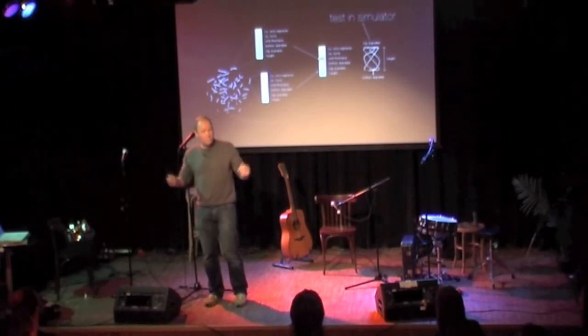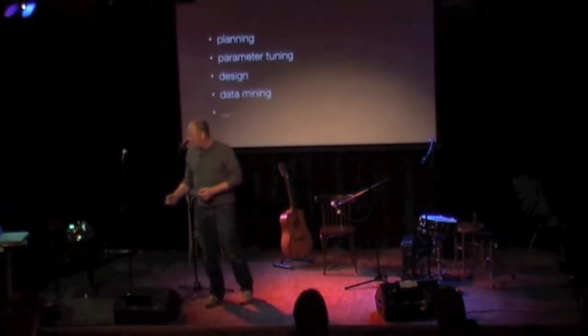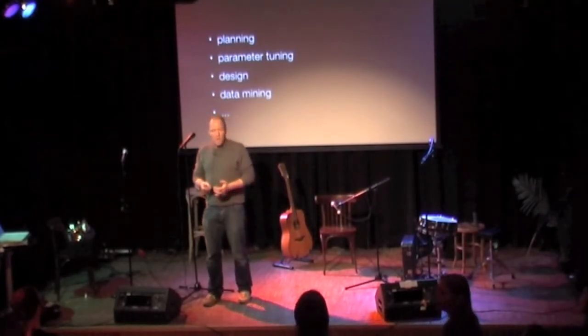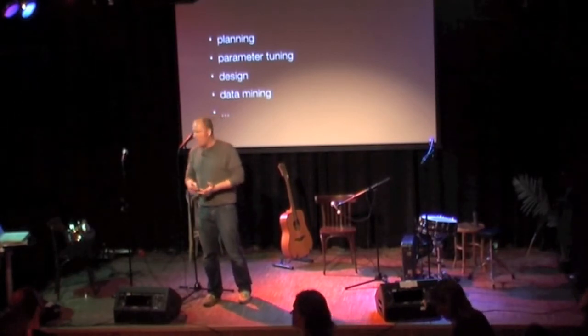So that's evolutionary computation, and it's used in quite a few industries. It's used in planning, for instance, for planning rosters at schools, for parameter tuning.